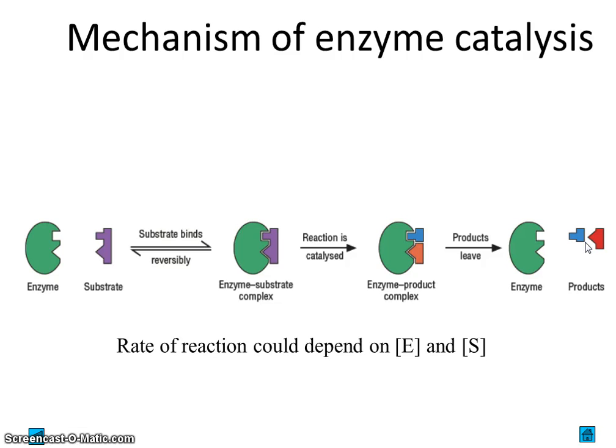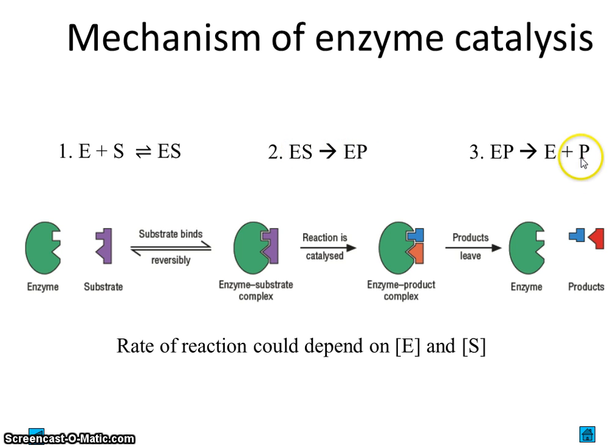Now we can represent that reaction symbolically. Obviously we wouldn't dream of trying to write chemical formulas for enzymes, but we can represent enzyme by E, substrate by S, and so here's the first step, the formation of the enzyme substrate complex. Here's the second step, the reaction of the substrate within the enzyme to form a product, and here's the third step, the products leaving from the enzyme.